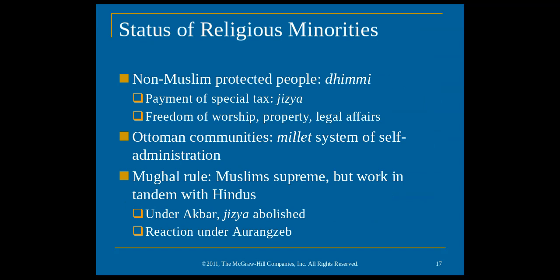In the Ottoman communities, the millet system of self-administration. In the Mughal rule, Muslims were supreme, but they did work in tandem with the Hindus. Again, they're the minority here in India, there's still going to be more Hindus. There's always more Hindus than there are Muslims there. But under Akbar, the jizya was abolished, but it would be brought back under Aurangzeb, who was not nearly as religiously tolerant. He is all Muslim all the time.